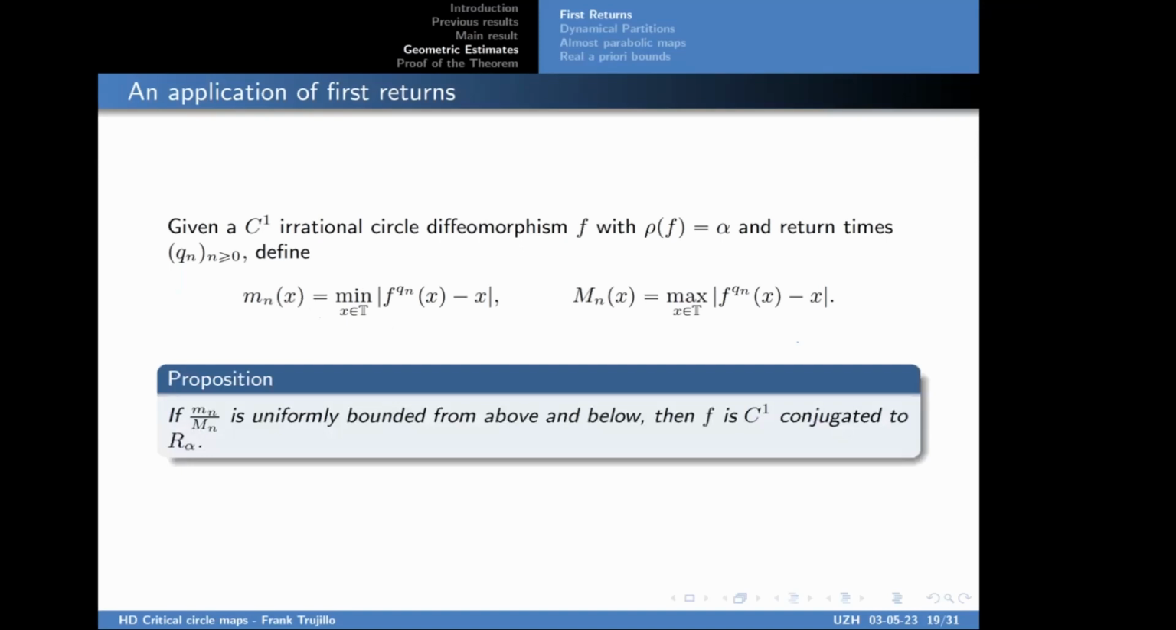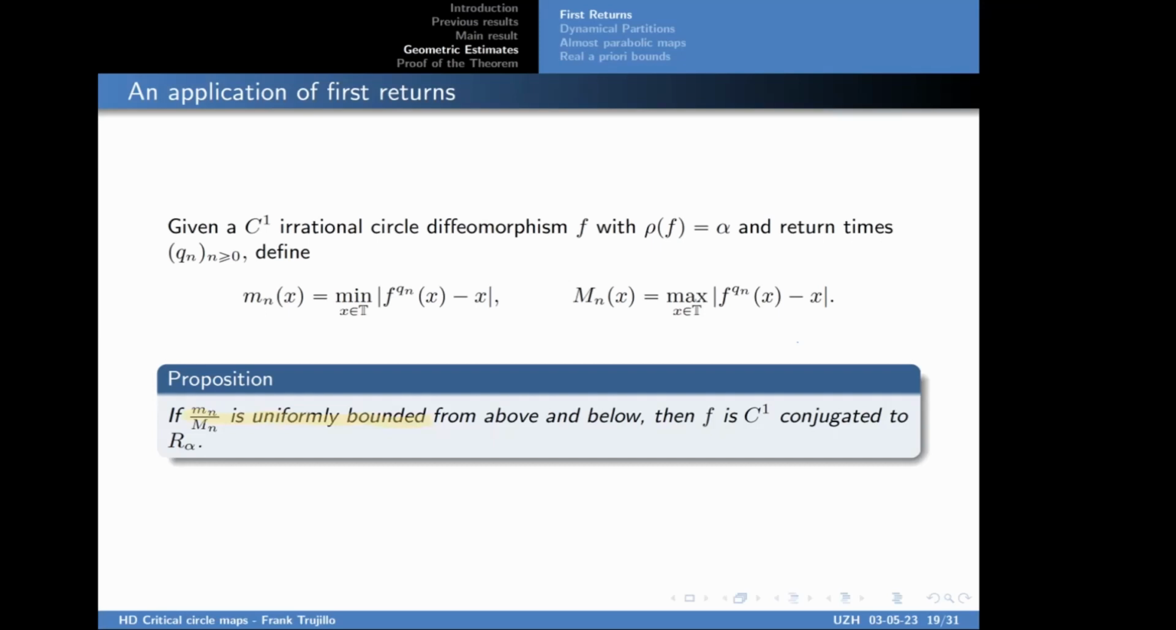If the ratio between these two values is bounded from above and below, then your map is C1 conjugated to a circle rotation. So actually, just from this assumption, you can give a 10-line proof of the fact that F has to be C1 conjugated to a rotation.